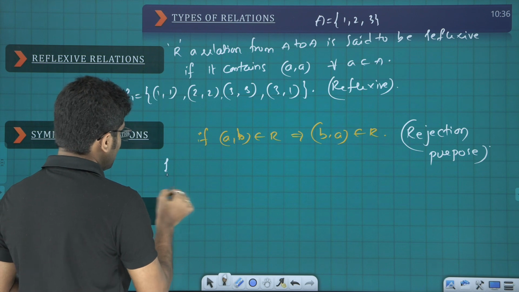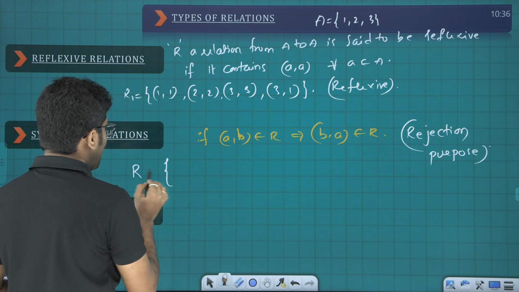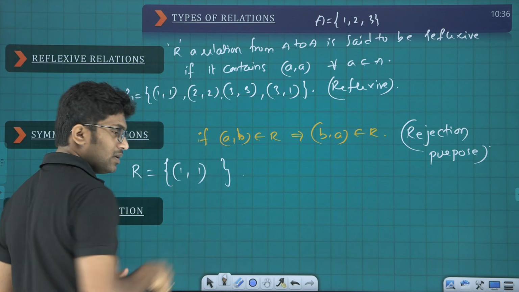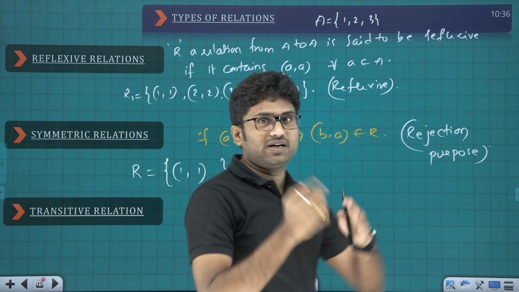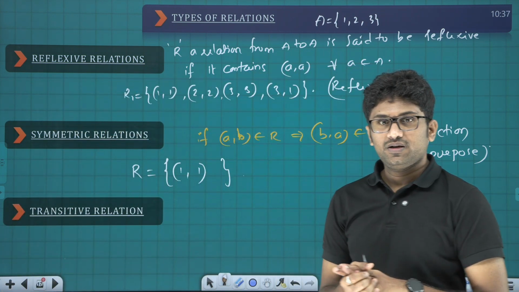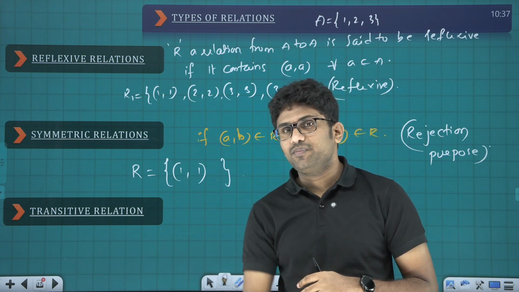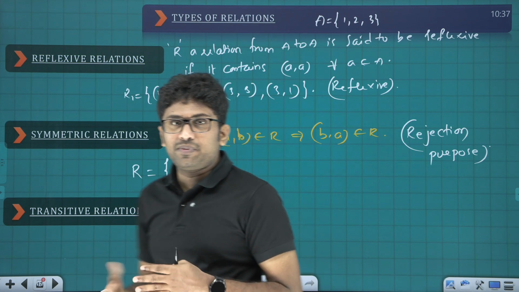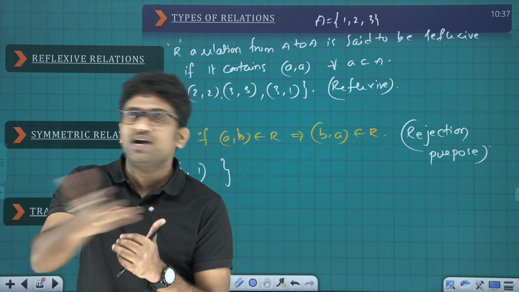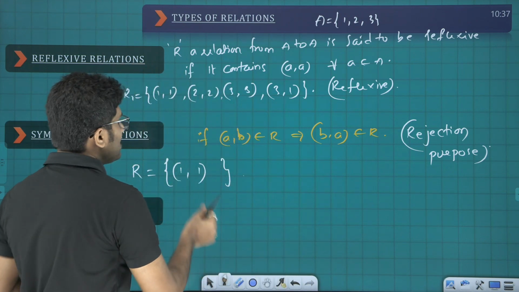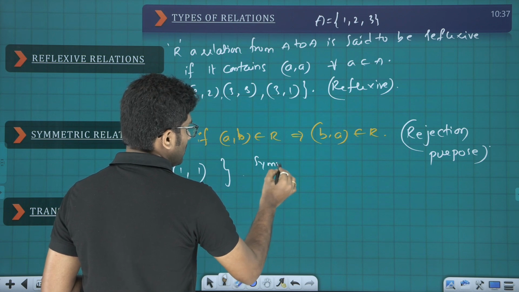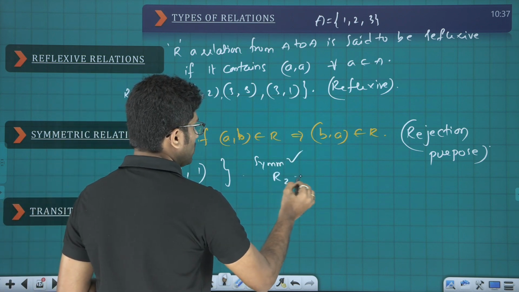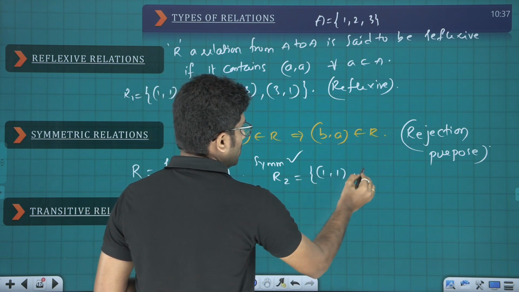Example, see, friends. Let's say some R equals {(1, 1)}. Is this relation a symmetric relation or not? First, what we see, we check for (a, b). Do we have any (a, b) in this? No. So when we don't have (a, b), what is the necessity of checking (b, a)? Not at all. That means it is symmetric. Second case, suppose R2 equals {(1, 1), (1, 2)}.